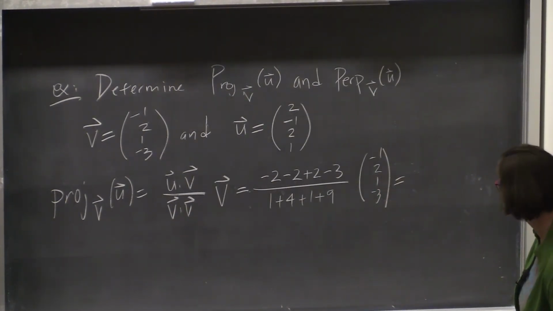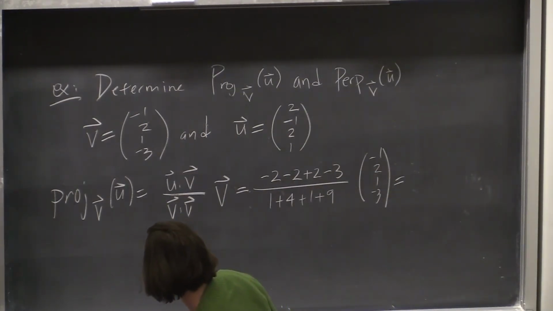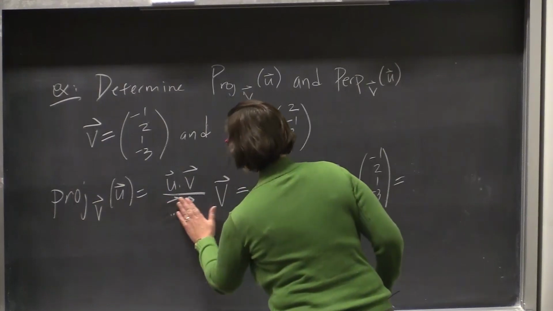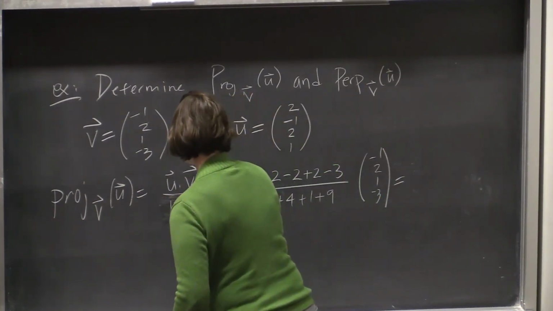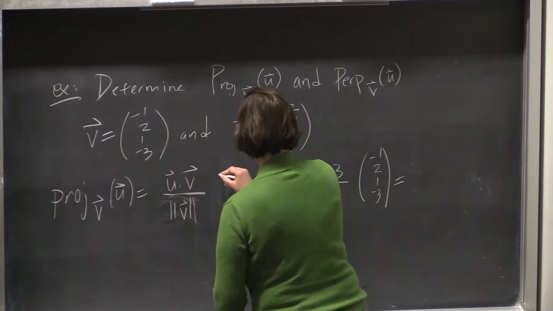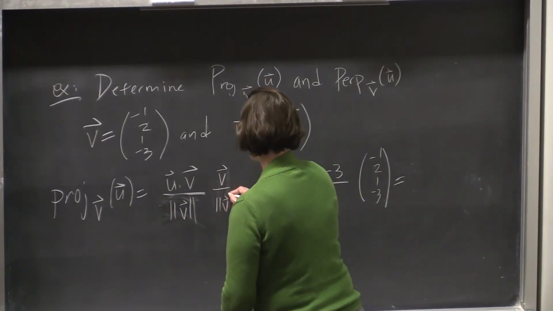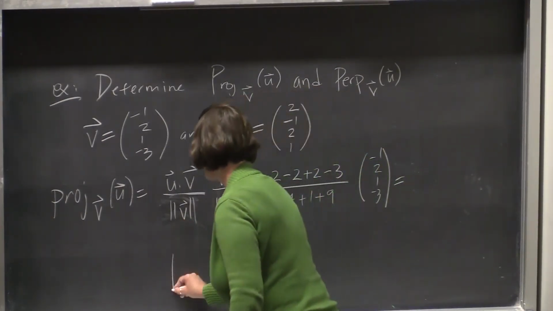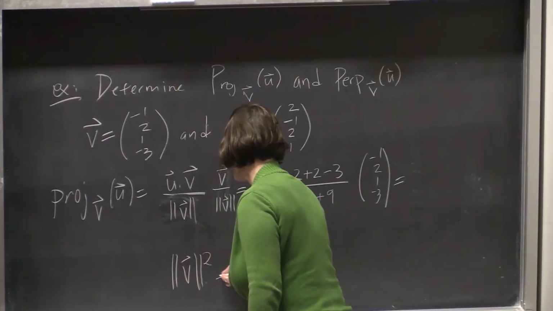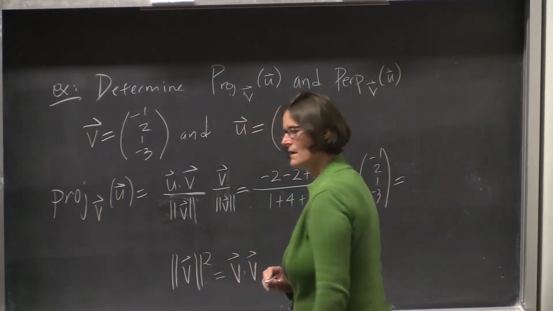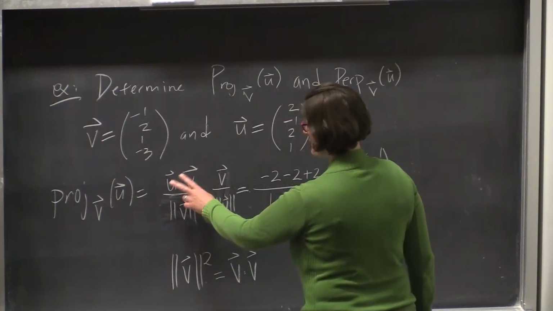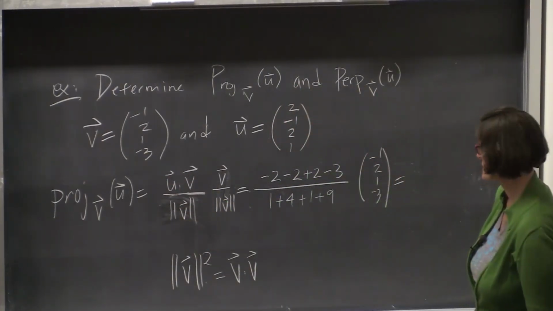Yes? So why is the bottom of the function both vectors? Because this was the length of V, and this was V divided by its length to get a unit vector. And so I'm using the fact that the length of V squared is simply V dot V. Or another way of putting it is if I'd made the denominator U dot V, then the numerator and the denominator would have canceled.